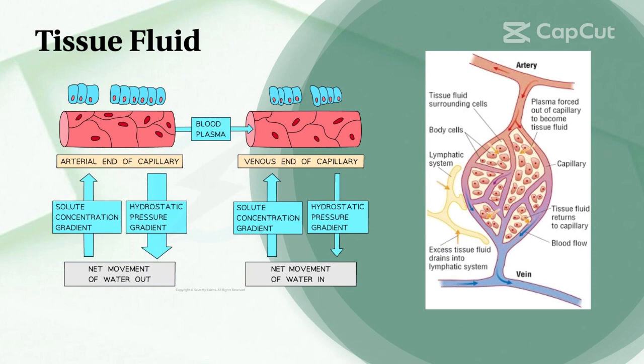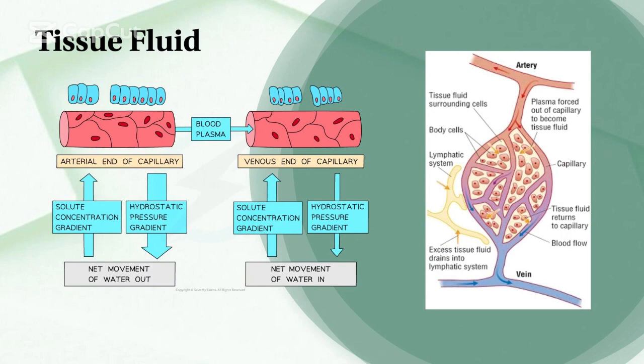The pressure builds and forces fluid out of the blood. So basically only substances that are small enough to escape through the gaps in the capillary walls. All of your smaller nutrients and components make up the tissue fluid, things like oxygen, glucose, fatty acids, ions, amino acids, etc.